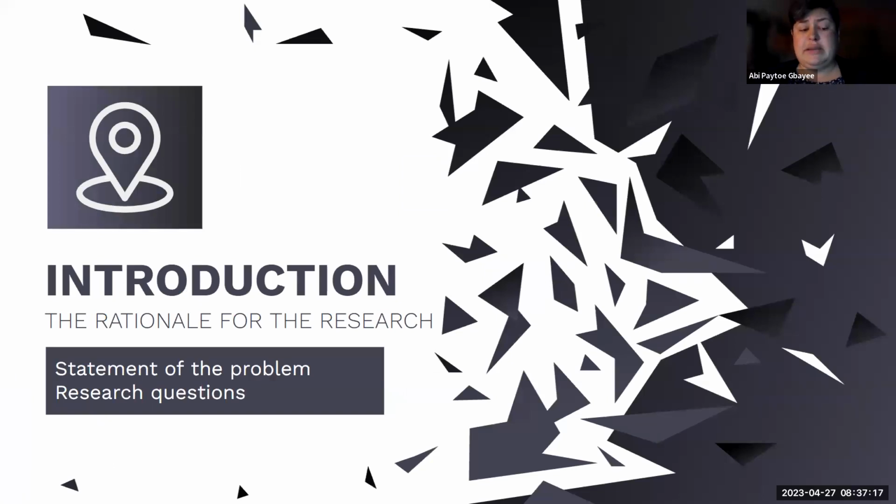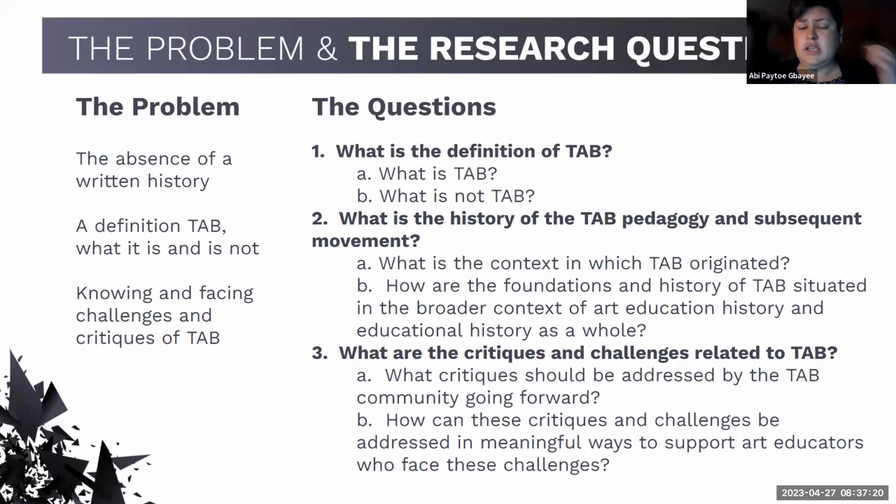So I'm going to look through the statement of the problem and our research questions. Part of the impetus for writing this dissertation was the absence of a written history. It hinders a lot of research in the field. There's a lot of people wanting to do research, and without a written history, it makes lit reviews pretty hard to put together because there's bits and pieces all over the place, but not really anything all together. The other thing is that, other than those three pillars, there's really not a working definition for the field. And so I've explored what TAB is and also what it's not, because sometimes we define things by both the things that they are, but also the things that are not them.